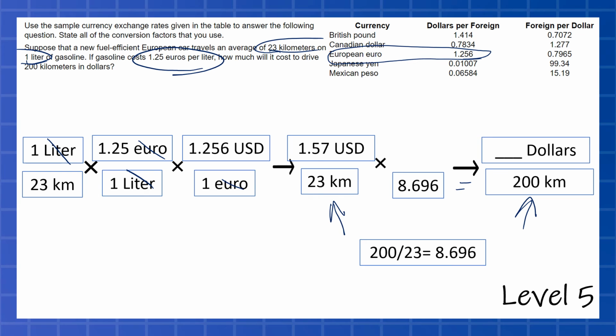I want to know how many dollars for 200 kilometers. But in order to do that, I also need to multiply on the top and the bottom by the same amount. And so in addition to the kilometers being multiplied by 8.696, the dollars are also multiplied by 8.696, which means our final answer on this one is $14.08.